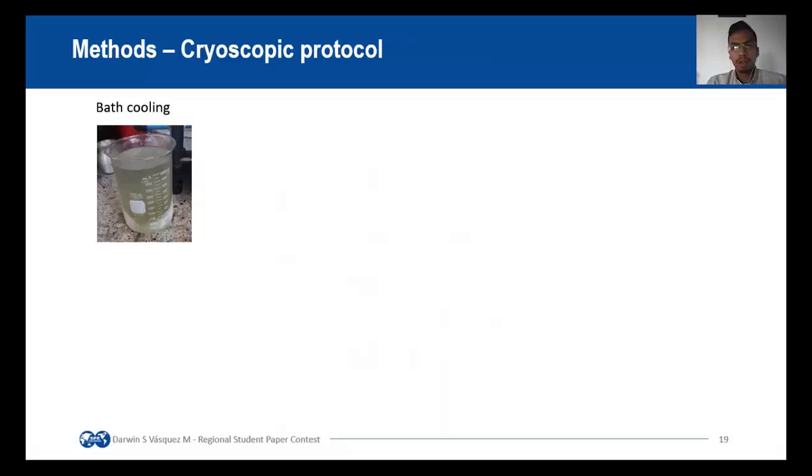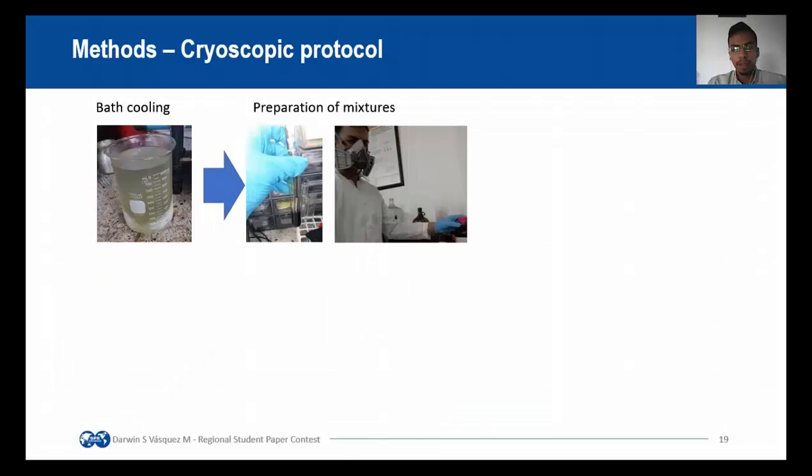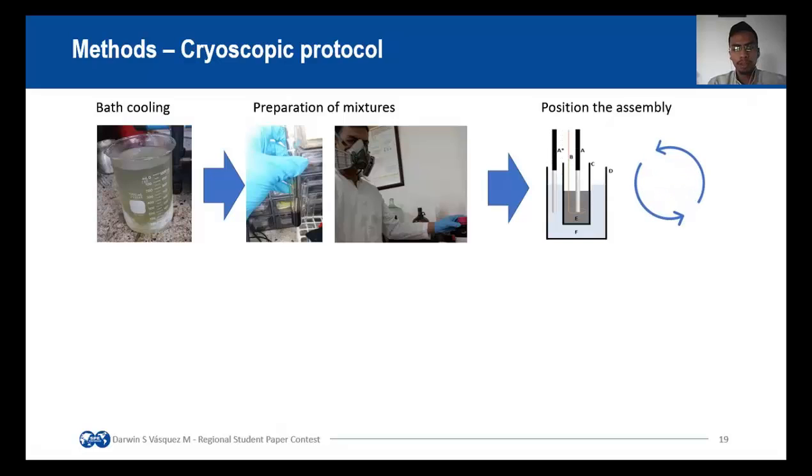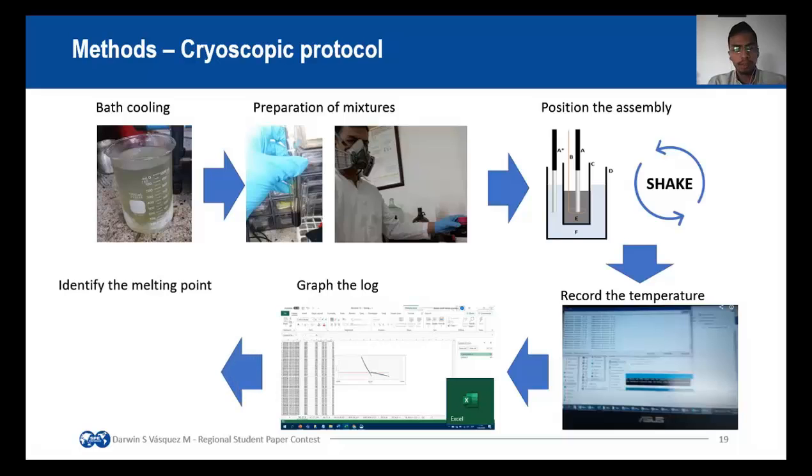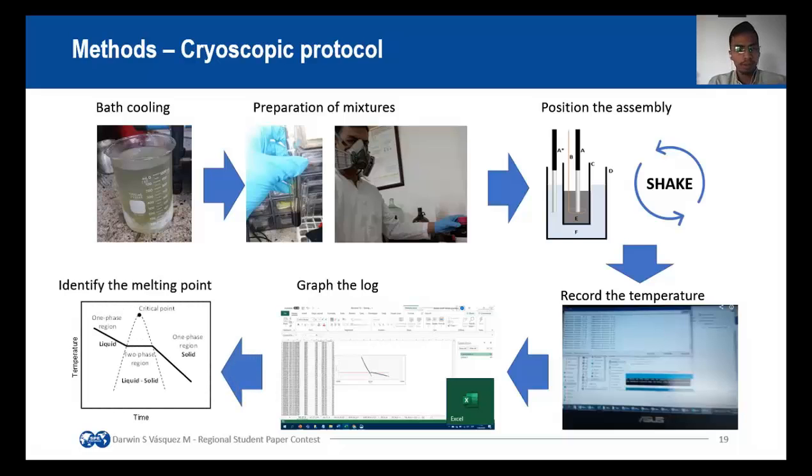For the cryoscopic protocol, first cool the temperature bath to below minus 4 degrees Celsius. Next, prepare the sample in a test tube. Place the sample in the bath, stirring the sample continuously at variable speed until solidification. Record and plot the temperature logs on a semi-logarithmic scale. The melting point is when the sample reaches the latent heat region. Generally, the temperature is constant for a time.